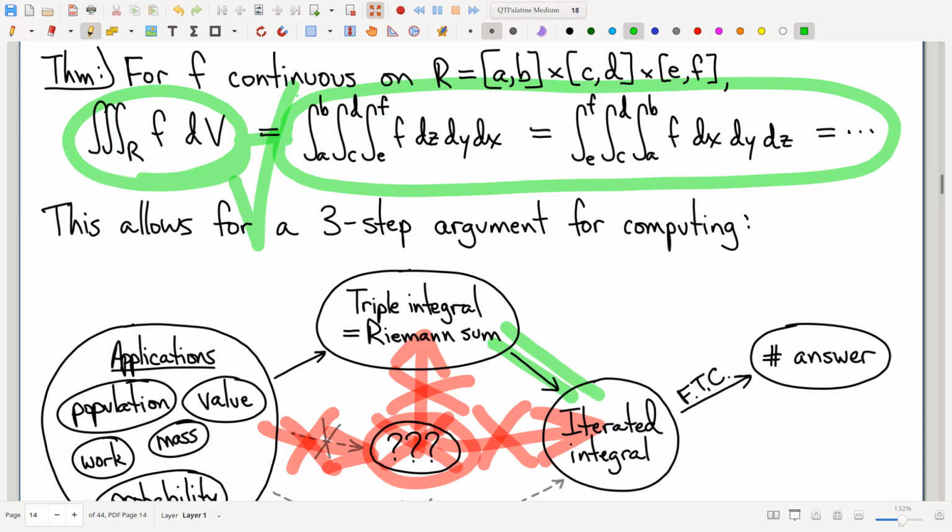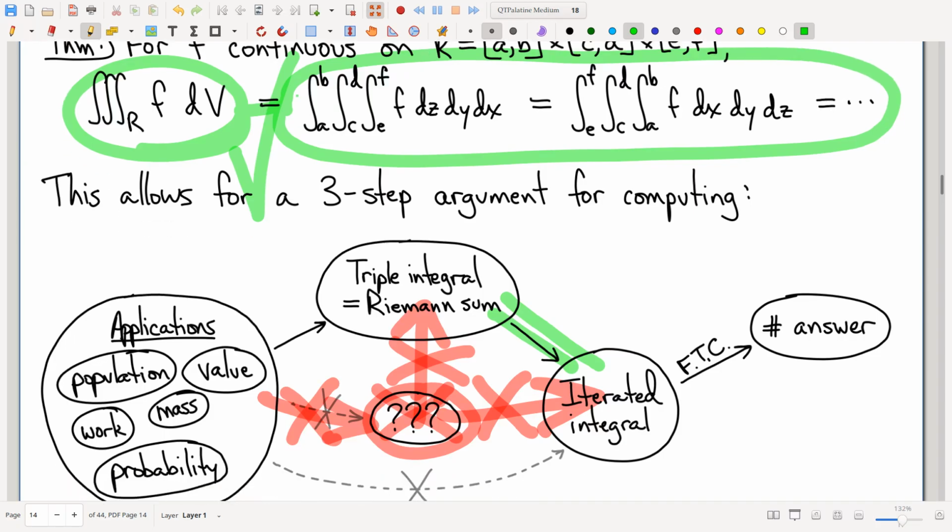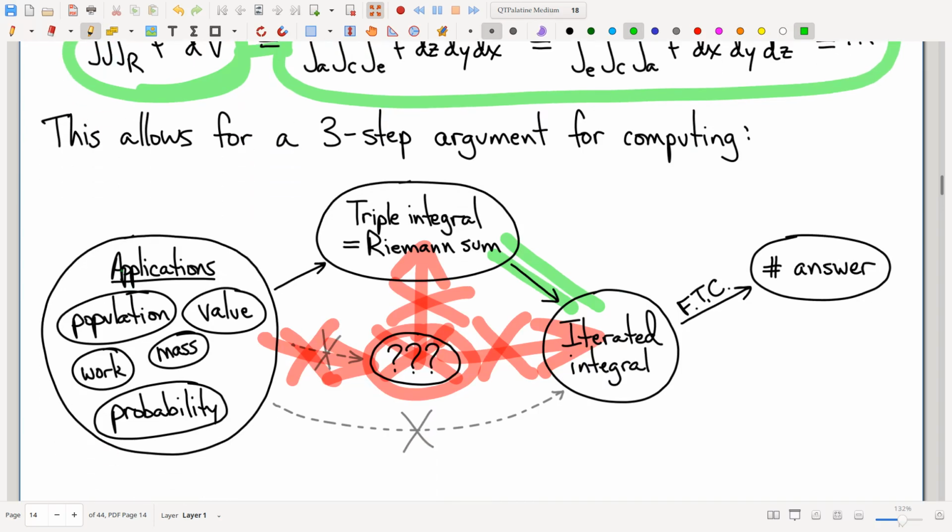There's 6 of them actually. Oh, okay. Yeah, because there's 6 different ways to order 3 things, and they all work. They're all the same. That's right. Exactly. Okay, so that's a little bit of good news. Again, I can't justify it. The justification would require 4-dimensional nonsense or tedious algebra that we don't want to mess with, but that does still work. And we've already argued that, for example, mass can be written as a triple integral.